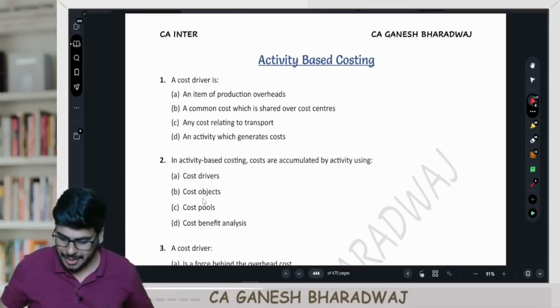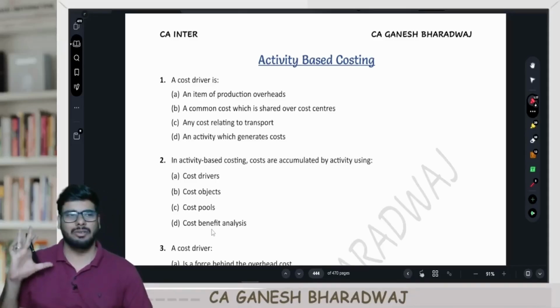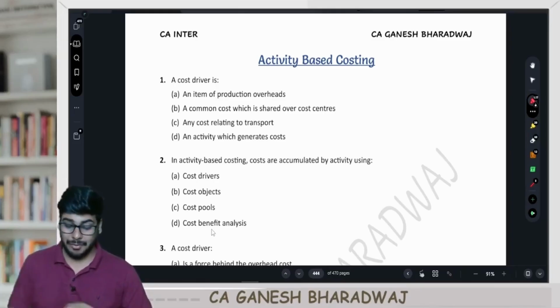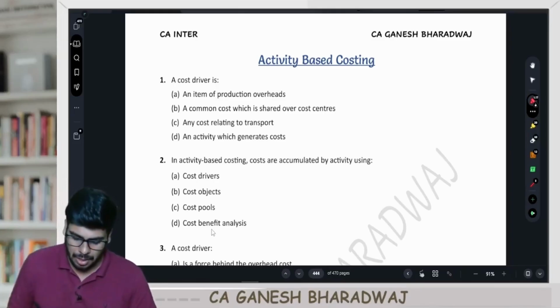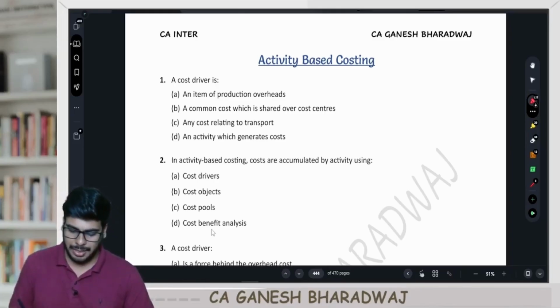Okay, so shall we get started, guys? Yes. Now, you guys know the logic and concepts of this chapter. So with that itself, we can finish it off. First question. What is a cost driver? That is, a cost driver is an item of production overheads. Is it correct or wrong?